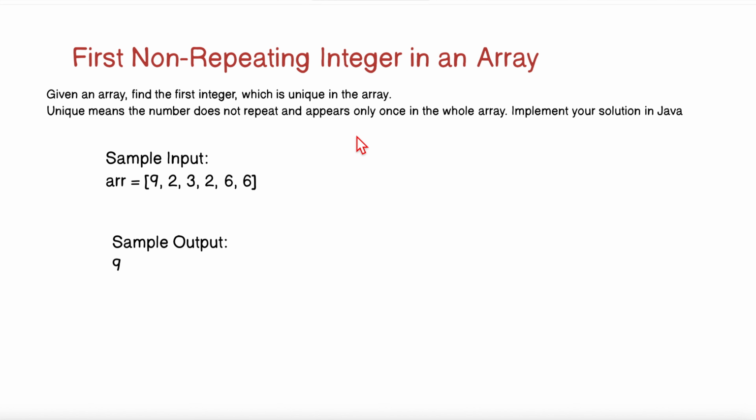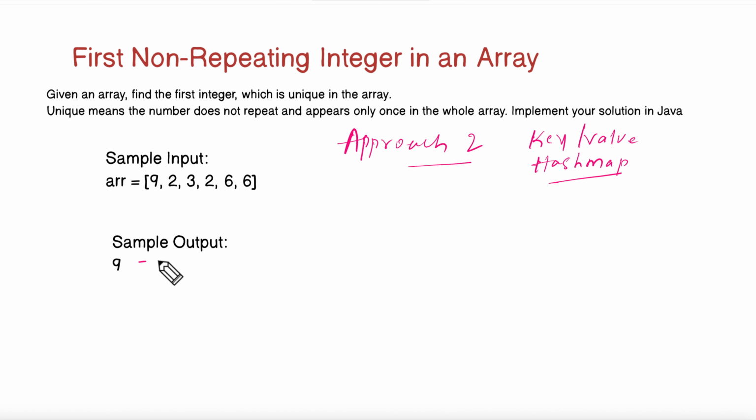Okay, in approach 2, we'll use a key value store, or a HashMap will be used to track the number of occurrences of each element. Then we'll see which is the first element having only one occurrence, and we'll be returning that as the output. Let's see this with an example. So we'll iterate over an array, and we'll maintain a key value pair. Key will be the value of the array, and the value will be the number of occurrences.